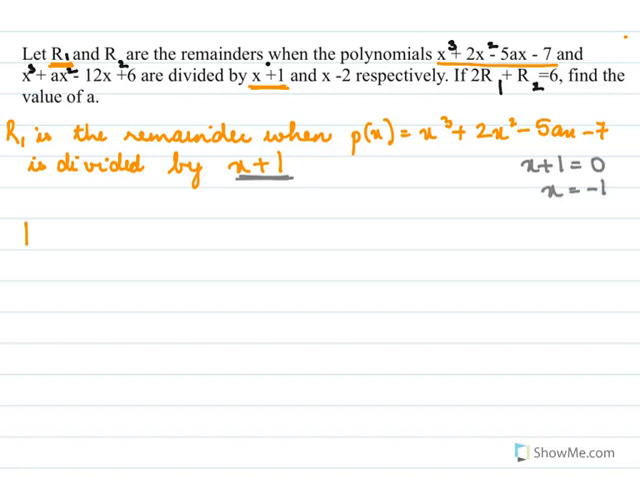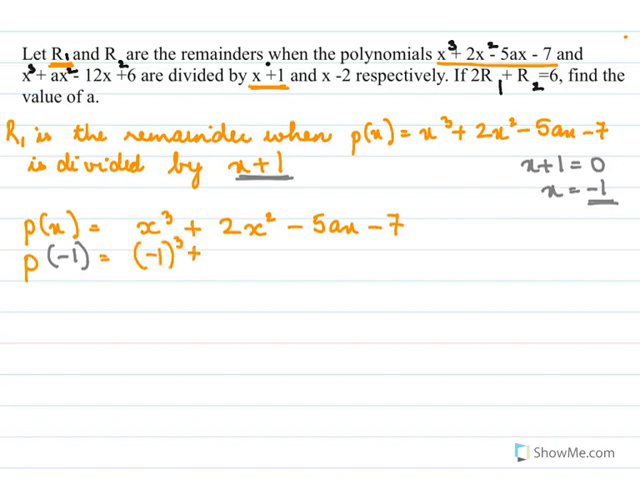Now we know P of x equal to x cubed plus 2x squared minus 5ax minus 7. To find the remainder, I need to do P of minus 1. So wherever there is x, I will put minus 1. X here, I'll put minus 1, this is square, minus 1. 5a, wherever there is x, minus 1, minus 7.